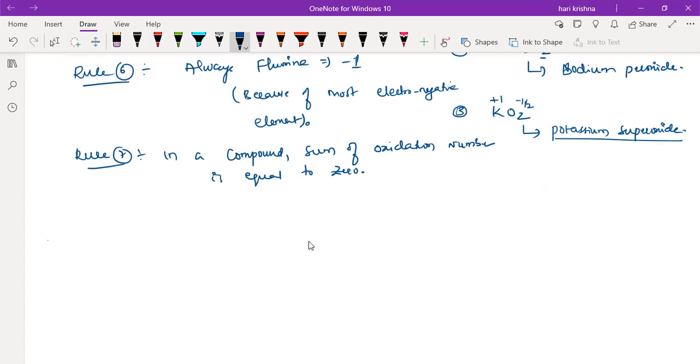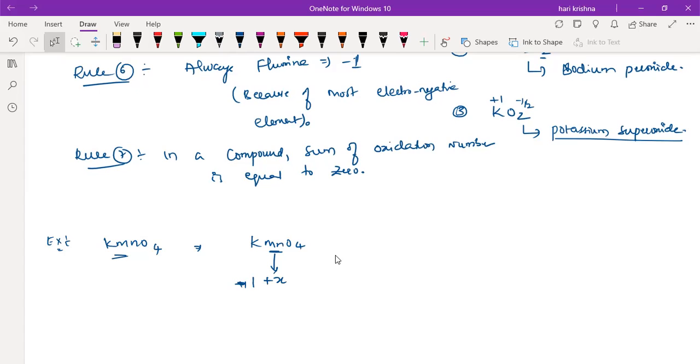Now we'll take one example here, KMnO4. If you want to find the oxidation number of Mn, this is the unknown value, so we'll take it as x. Now potassium belongs to which group? First group. That means it will show +1.